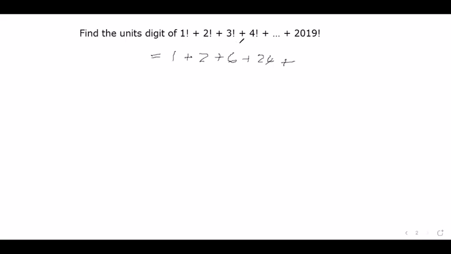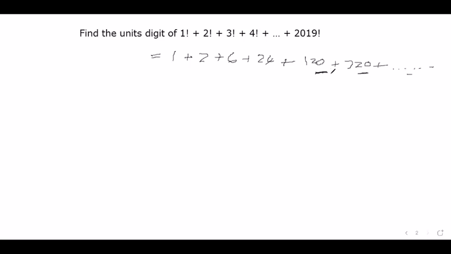Anyway, let's investigate a little bit further. These 3 dots are hiding a couple of things, because the next one will be 5 times this, which is 120. The next one will be 6 times this. Now you see something is happening. The next one will be 7 times this. And now you'll notice that all the units digits from this point onwards are all zeros.